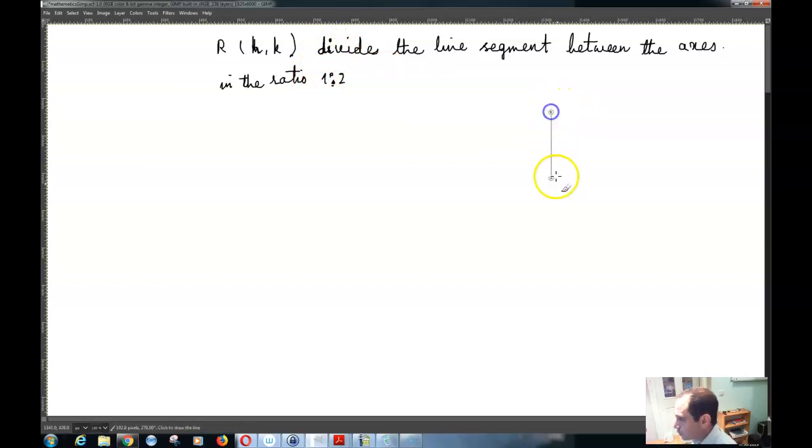So basically what we have here, based on what they mean by a line segment between the axes, you can imagine that you have some line segment over here, and there is a point on this line, for example R over here, with coordinates h comma k, that divides this line segment internally in the ratio 1 to 2.